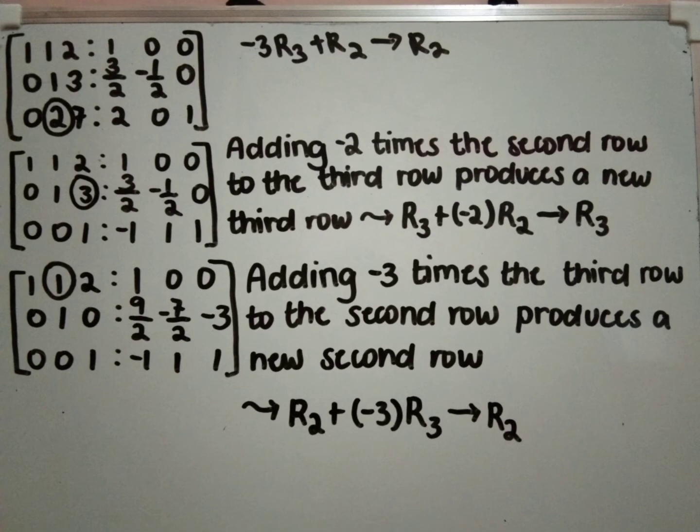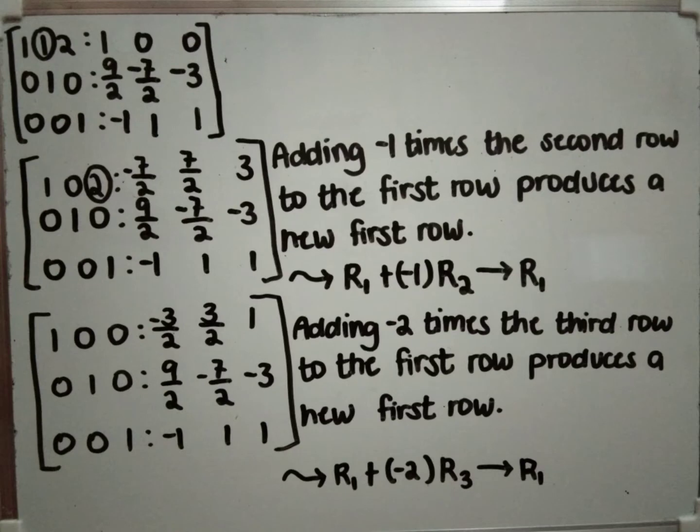And next, we make the third element of row 2 zero by following the notation row 2 plus negative 3 times row 3 is equal to the new row 2. And so 0 plus negative 3 times 0 equals 0, 1 plus negative 3 times 0 equals 1, 3 plus negative 3 times 1 equals 0, 3 halves plus negative 3 times negative 1 equals 9 halves, negative 1 half plus negative 3 times 1 equals negative 7 halves, and 0 plus negative 3 times 1 equals negative 3.